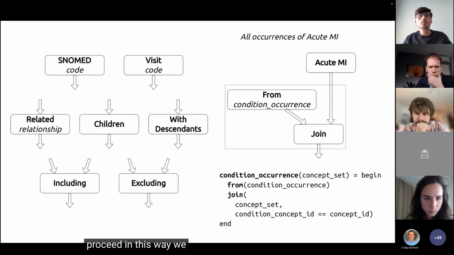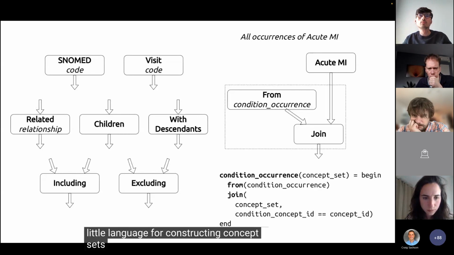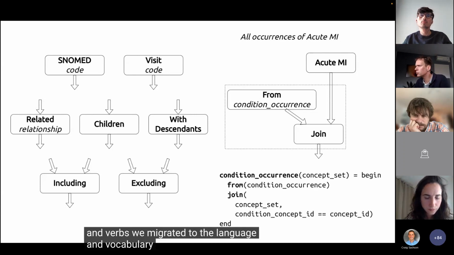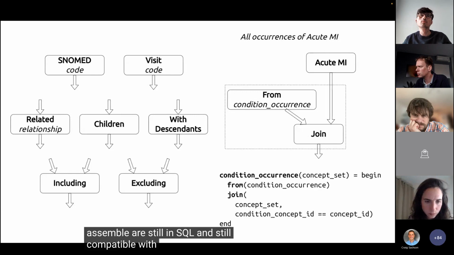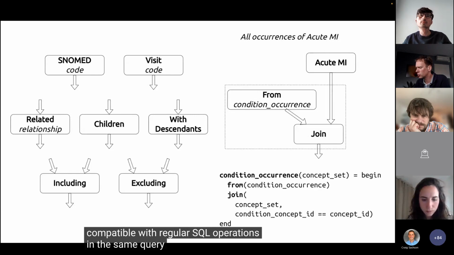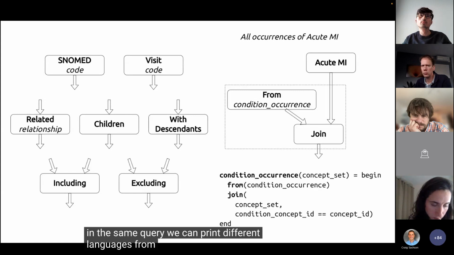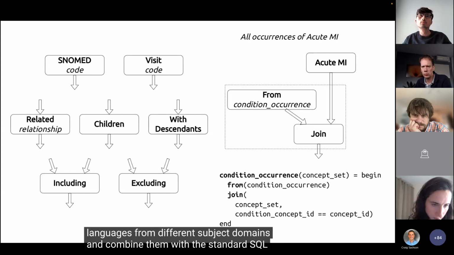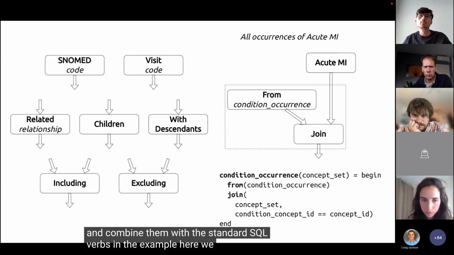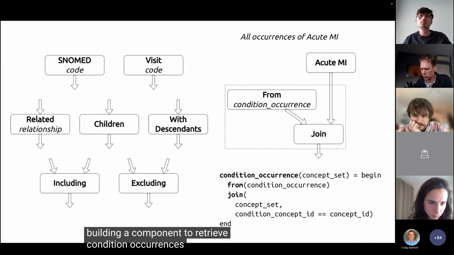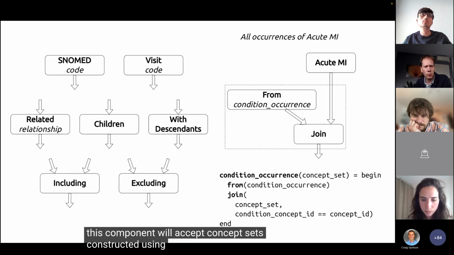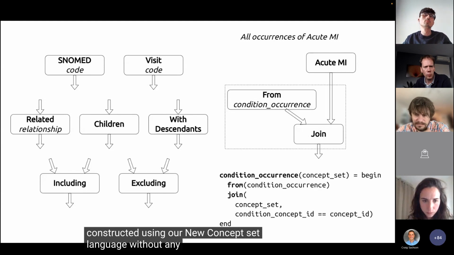Proceeding this way, we can build our own little language for constructing concept sets. We are no longer using SQL notions and verbs. We migrated to the language and vocabulary of our own subject domain. At the same time, the queries that we assemble are still in SQL and still compatible with regular SQL operations. In the same query, we can bring different languages from different subject domains and combine them with the standard SQL verbs. In the example here, we are building a component to retrieve condition occurrences by concepts. And this component will accept concept sets constructed using our new concept set language without any additional effort on our part.